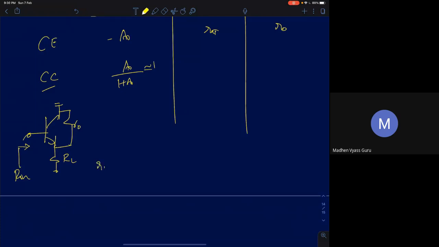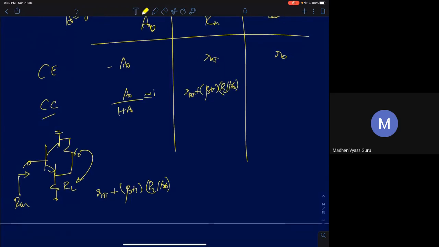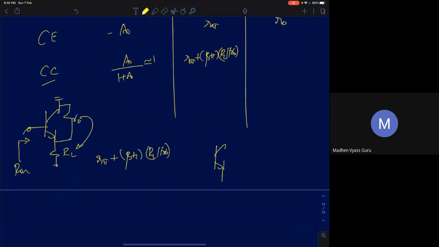So it will be R pi plus (beta plus 1) into (RL parallel R naught), right? Take RL in parallel with R naught: R pi plus (beta plus 1) into (RL parallel R naught), that's it. So that will be the value of the input resistance, which is large. It is really much larger than R pi. And now the output resistance of the common collector configuration.